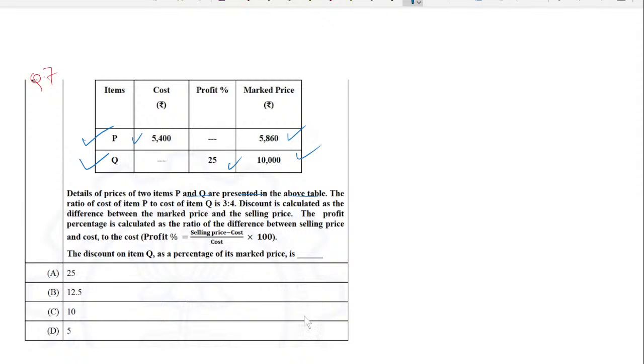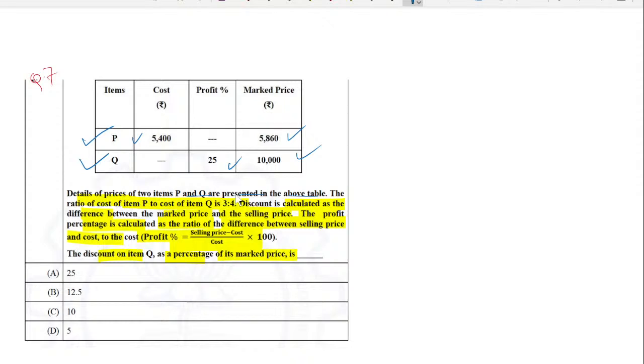We have to find, the question says that the ratio of cost of the item P to the cost of the item Q is 3:4. Discount is calculated as the difference between the mark price and the selling price. The profit percentage is calculated as the ratio of the difference between the selling price and the cost price, that is, profit percent equals selling price minus cost price by cost price into 100. Then the discount on the item Q as a percentage of its mark price is? So this is the question and we have to solve it.